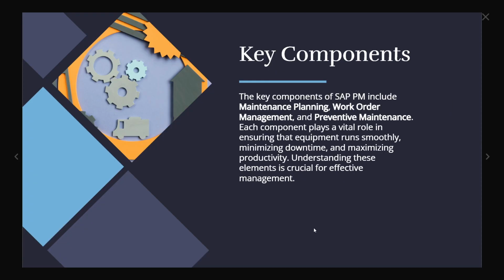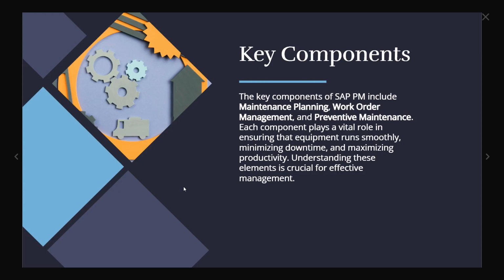So the key components of SAP PM include maintenance planning, work order management, and preventive maintenance. So each component plays a vital role in ensuring that equipment runs smoothly, minimizing downtime and maximizing productivity. So understanding these elements is crucial for effective management.